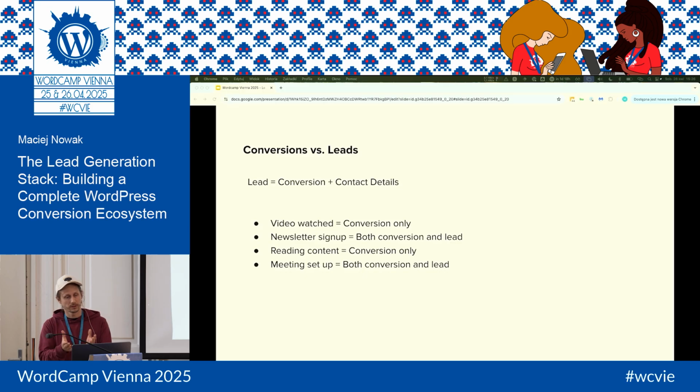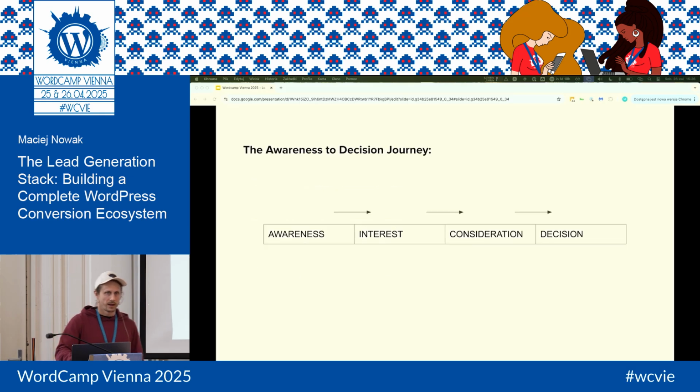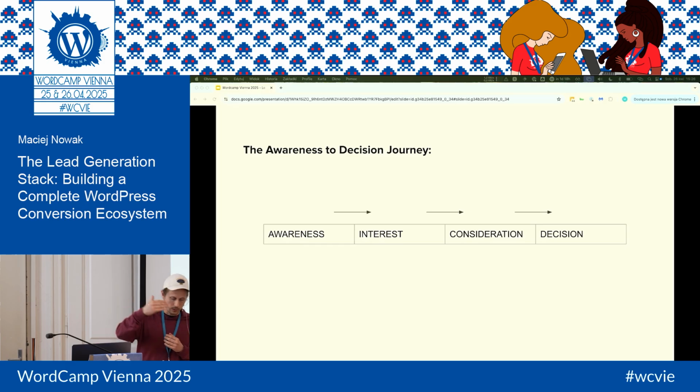And to make that difference more clear, if someone watched a video on your homepage, a tutorial for example, it's just a conversion, a micro conversion. But if someone signed up for a webinar, you have their details, you can then follow up with more information. It's a lead.